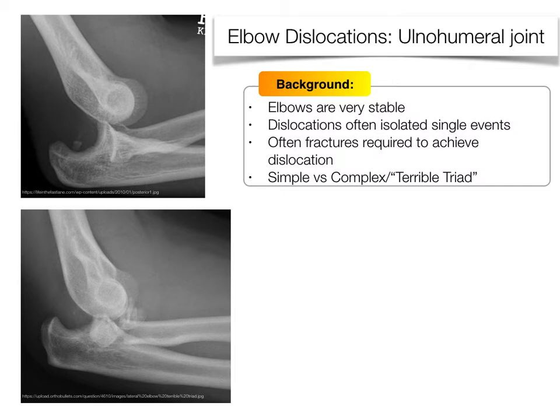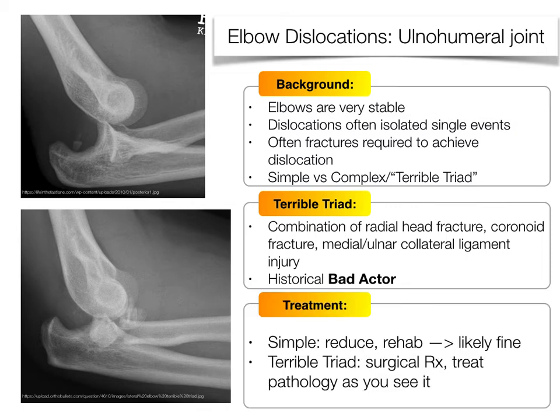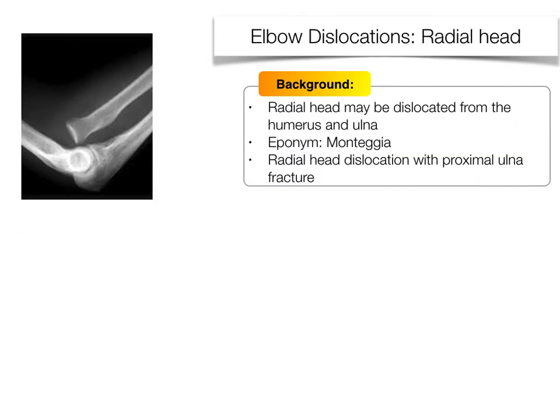Lower down, we have a similar situation, except you can see that the humerus has exited by smashing through the coronoid process and the radial head. One of these is going to be fine with rehab, and the other is going to need some skilled surgery. So this lower film shows us something that we tend to call the terrible triad, which is a combination of radial head fracture, coronoid tip fracture, and disruption of the medial / ulnar collateral ligament. We call it the terrible triad because historically this has led to real trouble in the elbow. The first step for both of these is going to be to put the elbow back in joint.